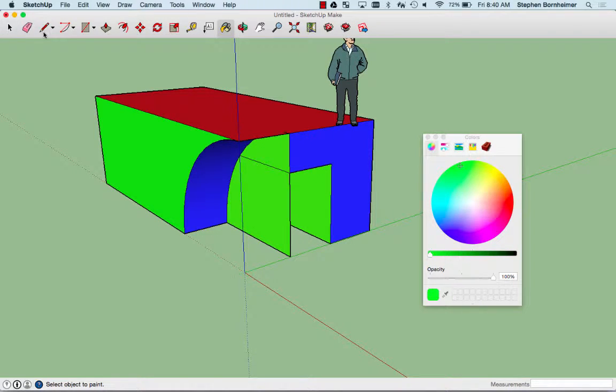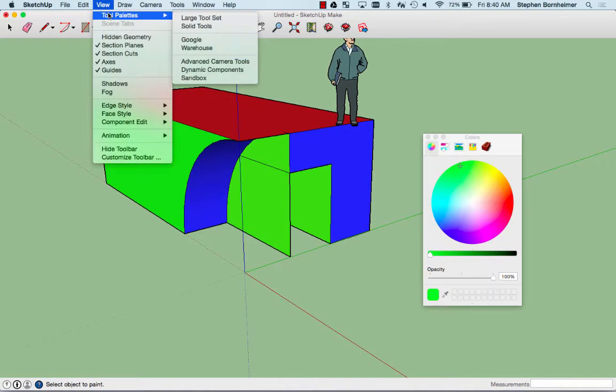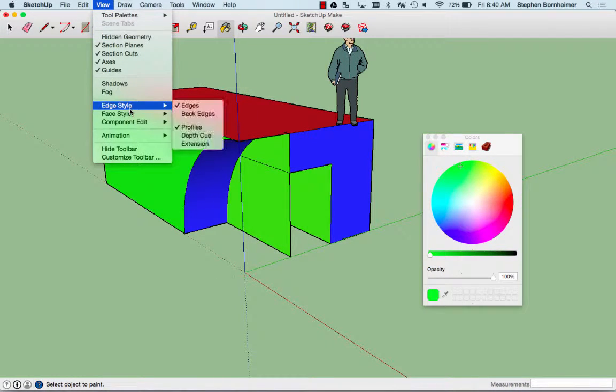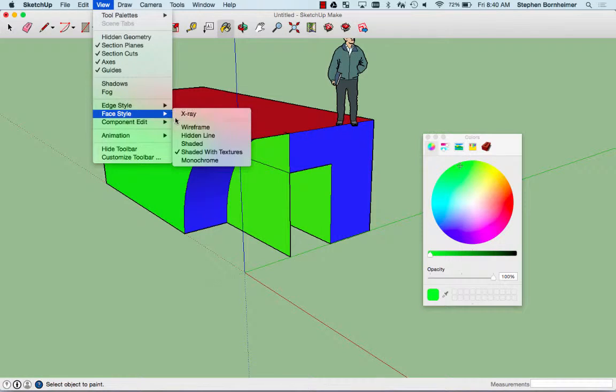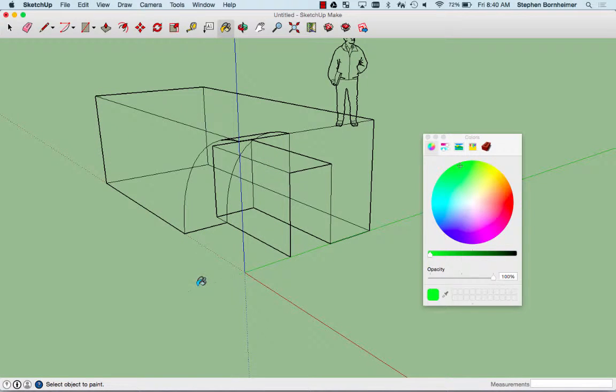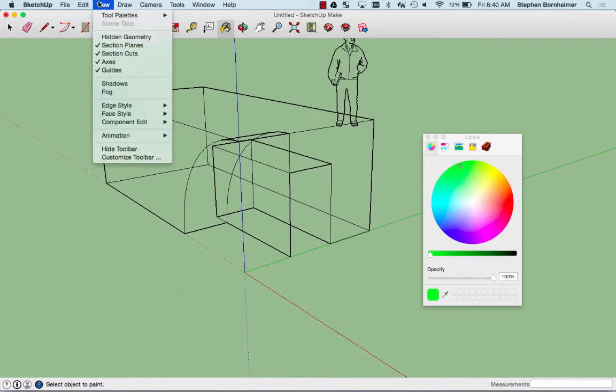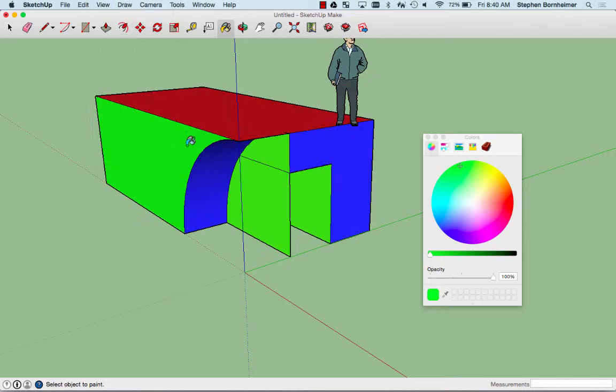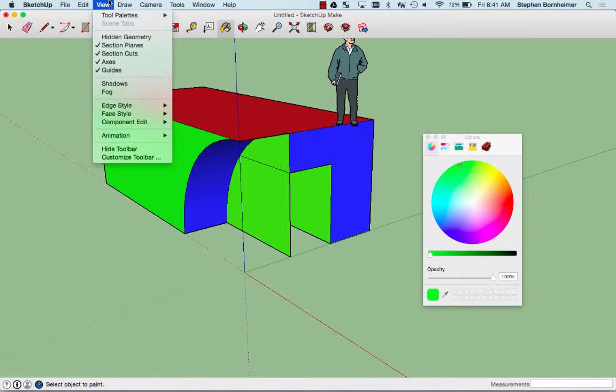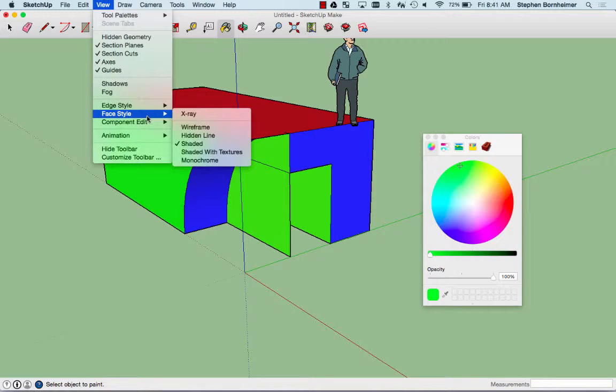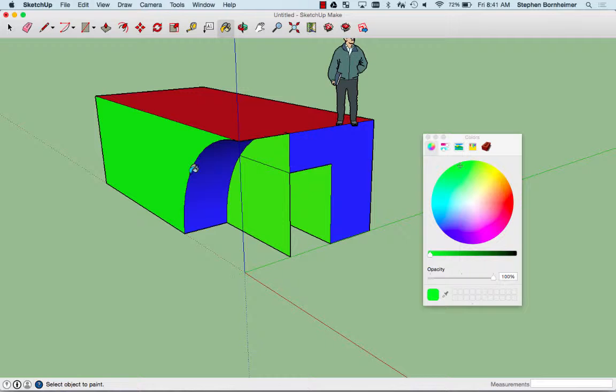Okay, so let's look at different views here, okay? So I want to go to face style. So let's go to wireframe. Wireframe kind of gives you a see-through. If I want to go to shaded, then there it is. Okay, I'm just creating different colors of the surfaces. If I want to go to shaded with textures, I could add different textures to it.